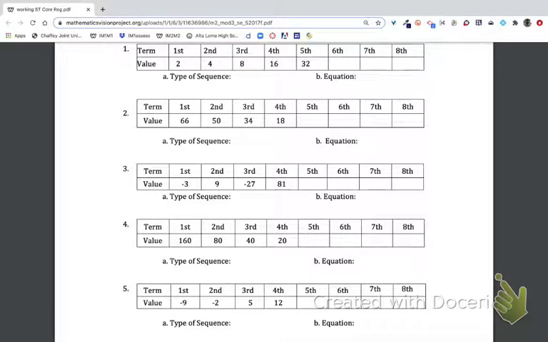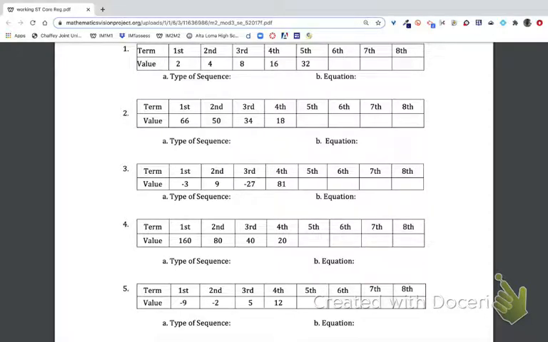For Module 3.1, the first lesson in here, the Ready, Set, Go is a little bit of what we've done and a lot of review. For number 1 through 5, we're going to be looking at, is it an arithmetic or geometric sequence? And then we need to create the equation for the sequence that we see, the pattern that we see.